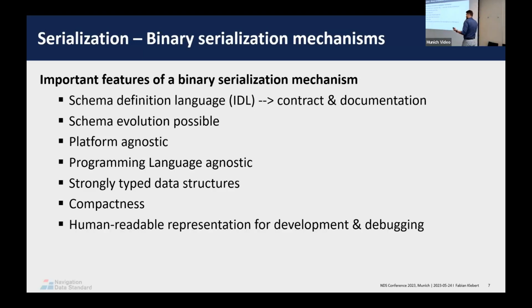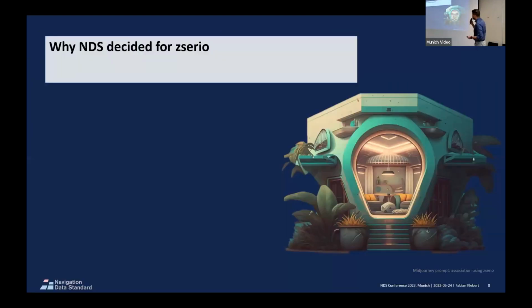But in addition, we also want something for debugging purposes that is human readable. So like a certain representation, maybe that's not the one representation we transport over the wire, but for debugging purposes, it's of course nice to have a textual representation of the binary object and not only the zeros and ones. So asking another question, why did NDS decide for Serio?